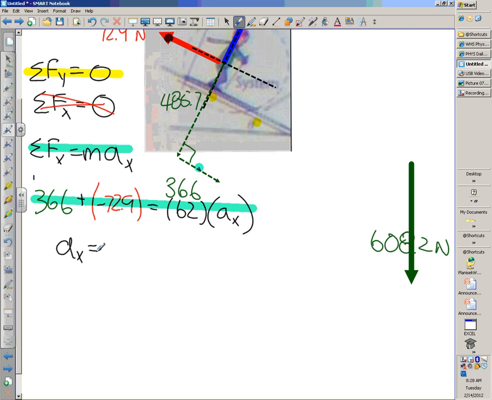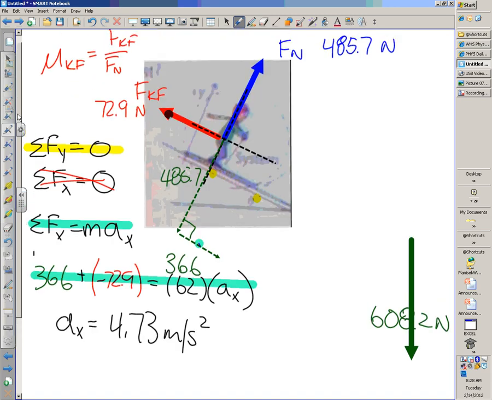4.73. And for the acceleration, we should end up with 4.73 meters per second. Is that the end of the problem, though? No. What did we originally want to know? No. We need the math. Plus a negative, right? So the negative is bigger than the positive. 366 and 72. No, it's 72.9. Yes, I couldn't see it. So, it's fine. Gotcha. Thank you. No problem.